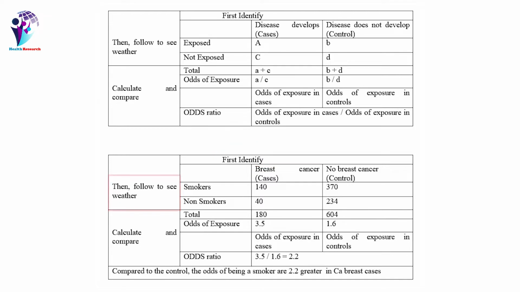If we take an example of this format, we will first identify population and follow to see whether the breast cancer is diagnosed or not in smokers and non-smokers group. Then compare the odds of exposure in cases and the odds of exposure in control group. Finally, odds ratio is calculated with the help of above formula, and we get 2.2. This shows that smokers have 2.2 greater chance to develop cancer than non-smokers.